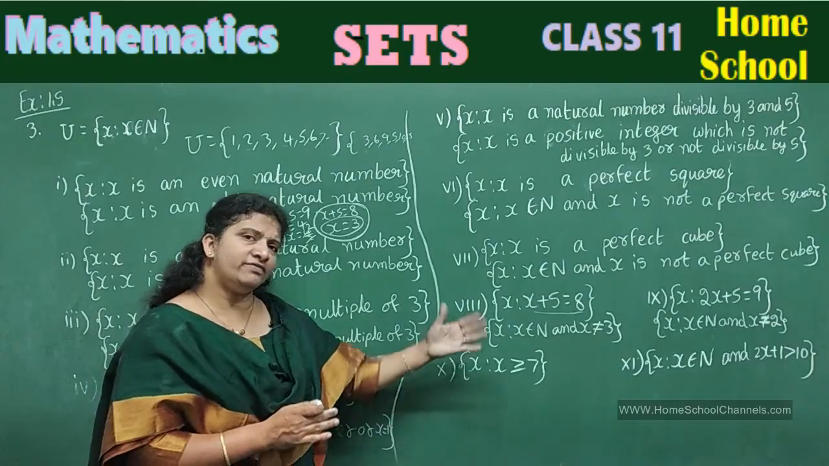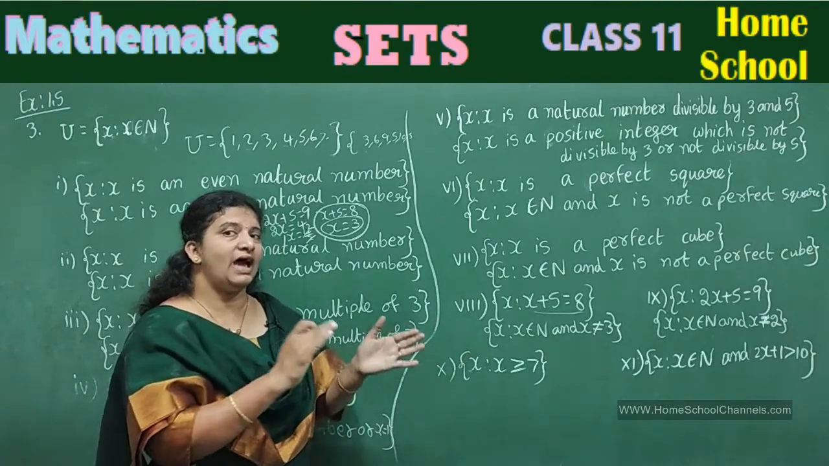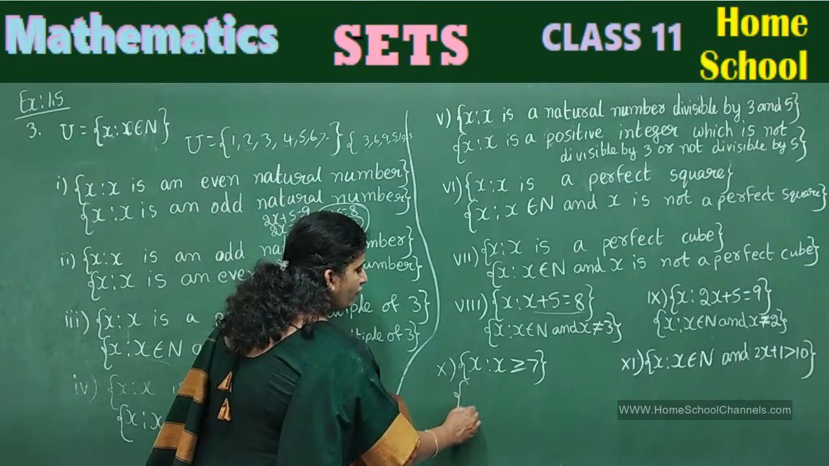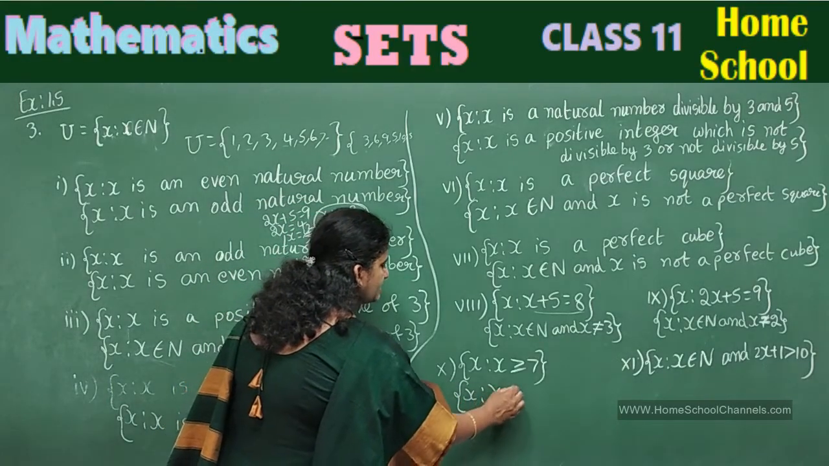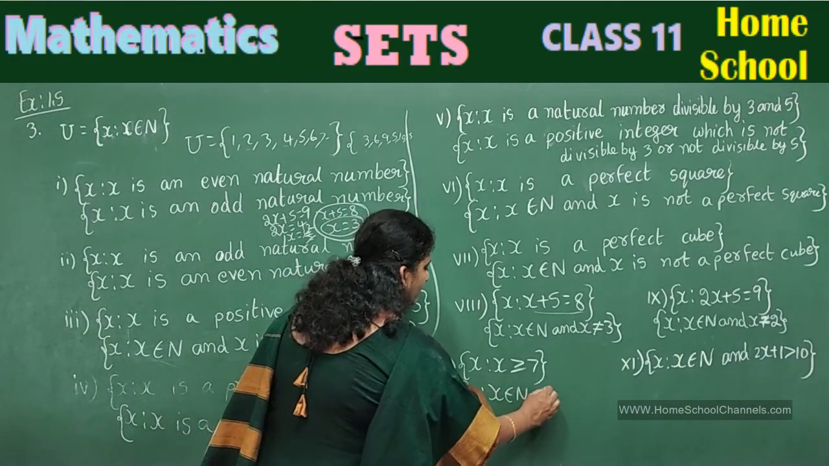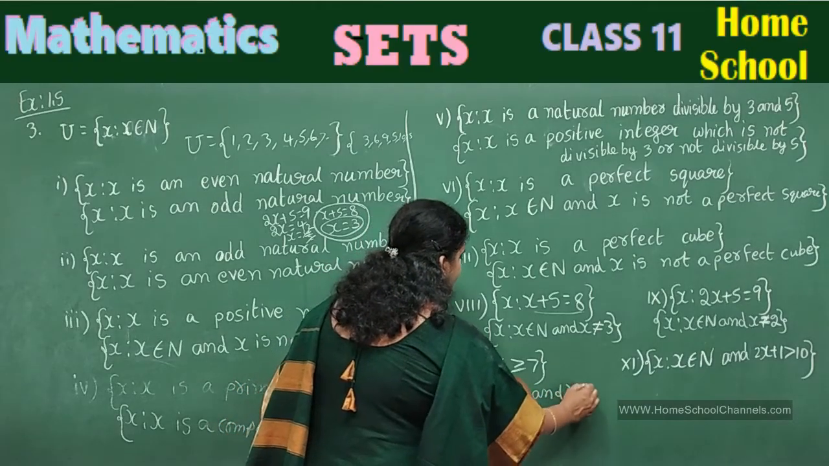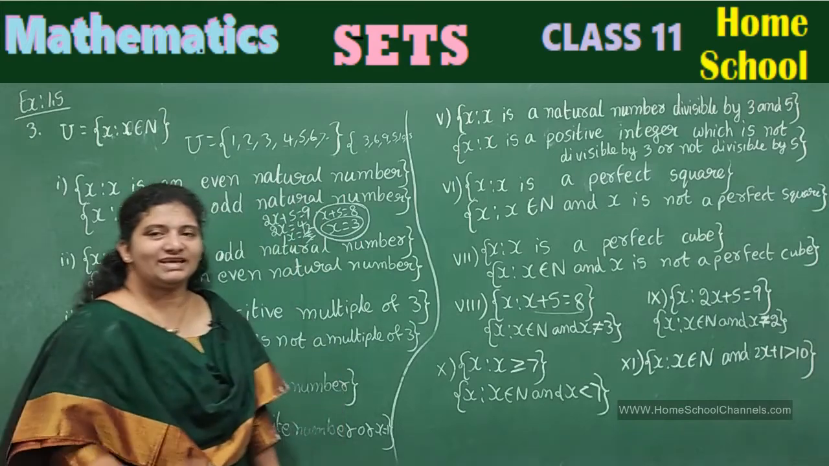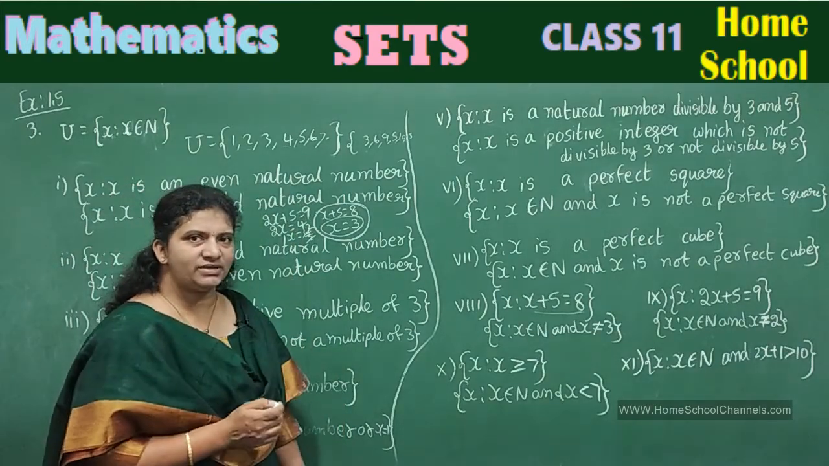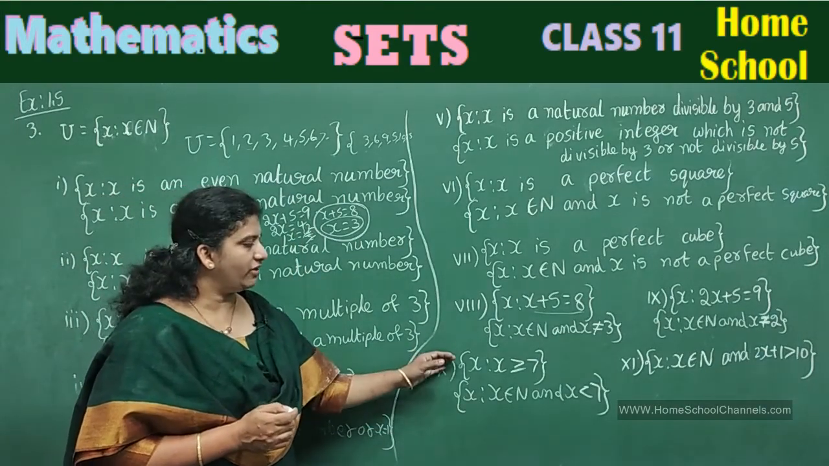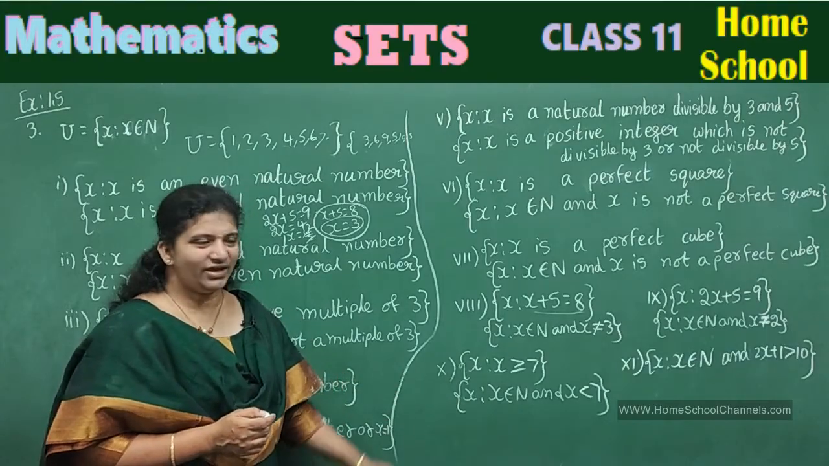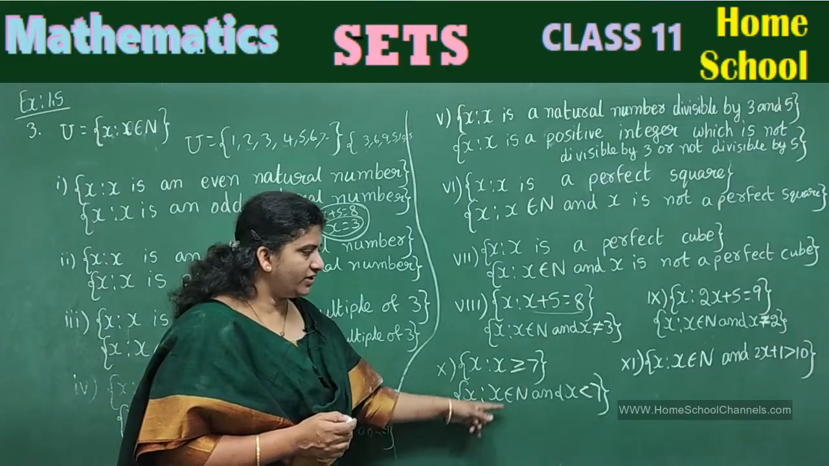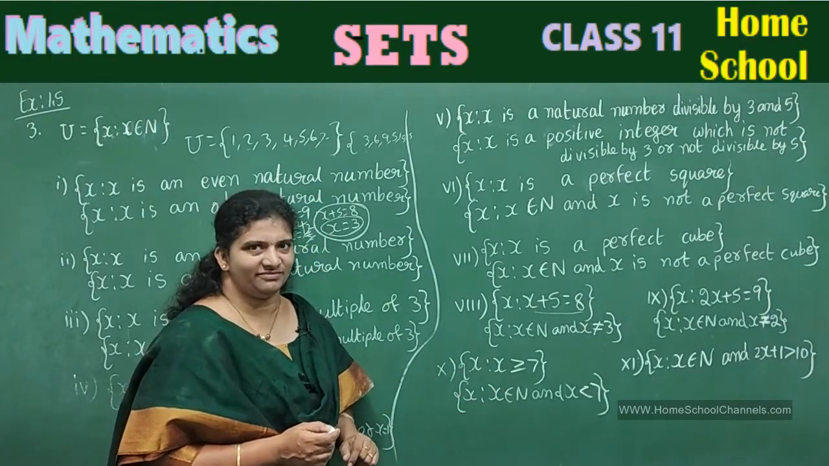The complement of this set means the elements other than those. That means the set of all x such that x belongs to natural numbers and x is less than 7. That's it. Less than 7, whatever natural numbers are there, that is the complement of this set. Here it is greater than or equal to 7, so we have written only less than 7.